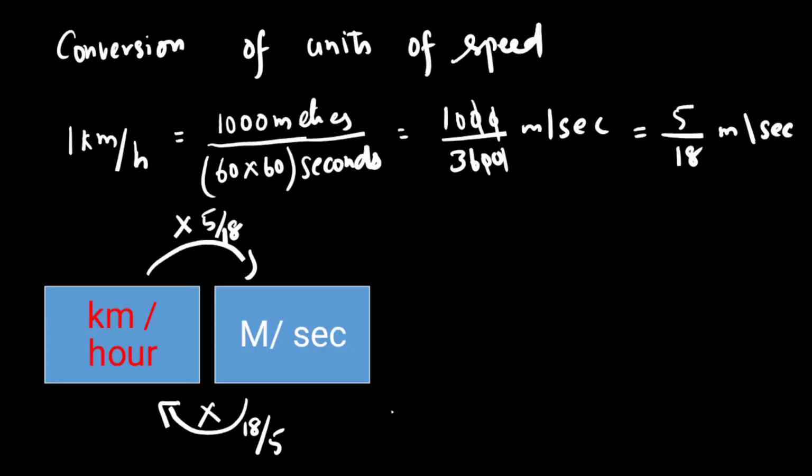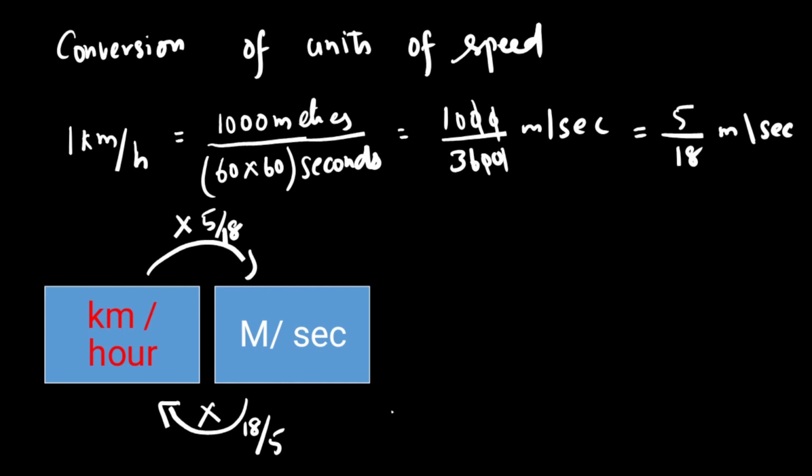Conversion of units of speed. So we have two units. One is kilometer per hour and another one is meter per second. So how will you convert 1 kilometer per hour? 1 kilometer is equal to 1000 meters. 1 hour is equal to 60 into 60 seconds. Okay. So 1000 by 60 into 60, which is 3600. If you cancel everything, we will get 5 by 18 meter per second. That is, 1 kilometer per hour is equal to 5 by 18 meter per second.